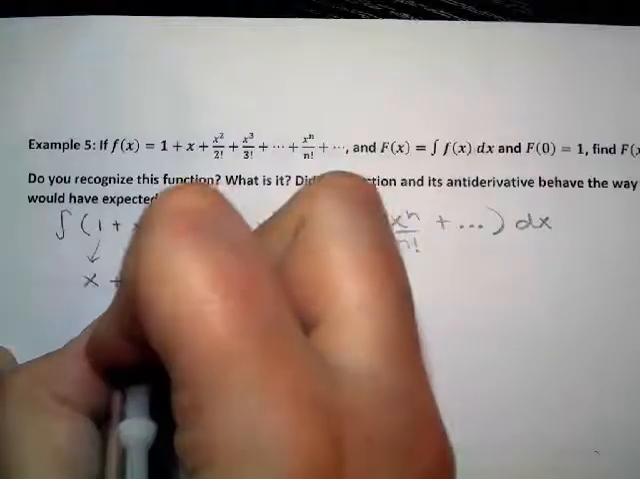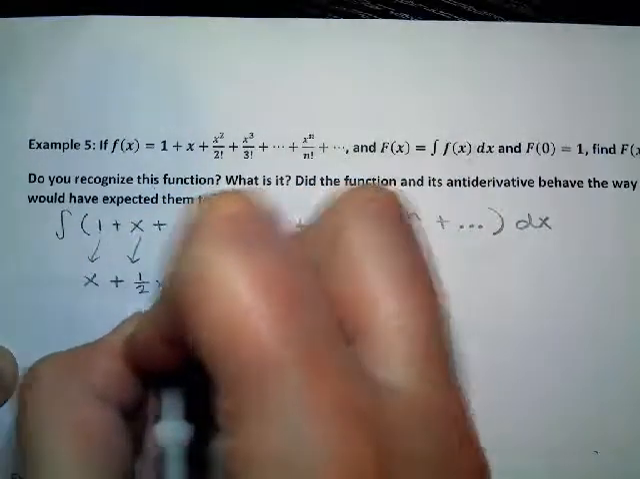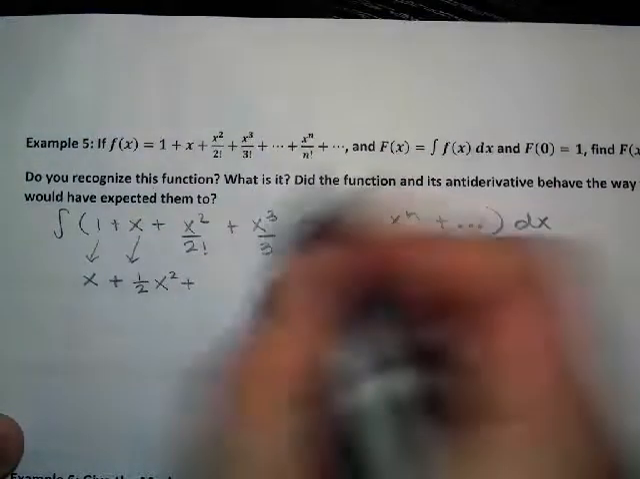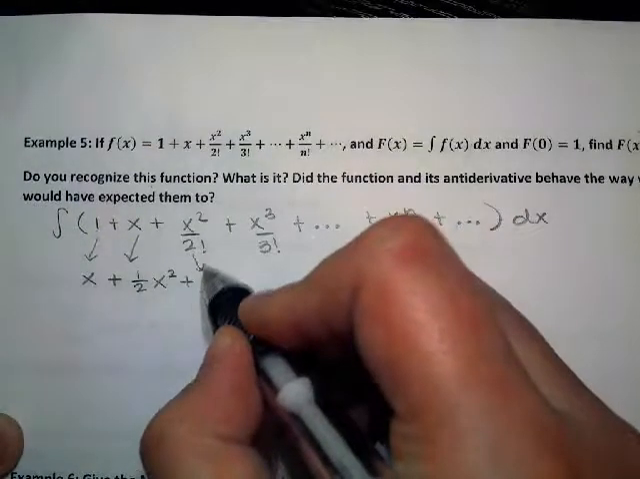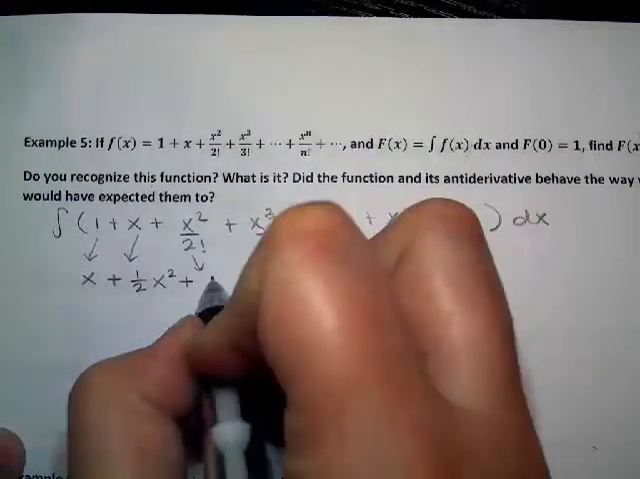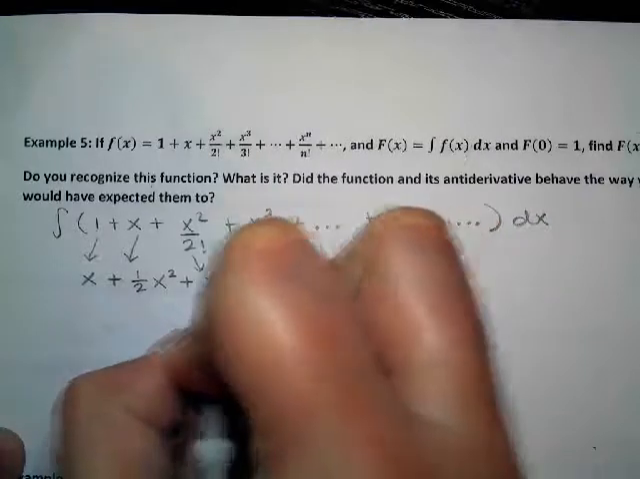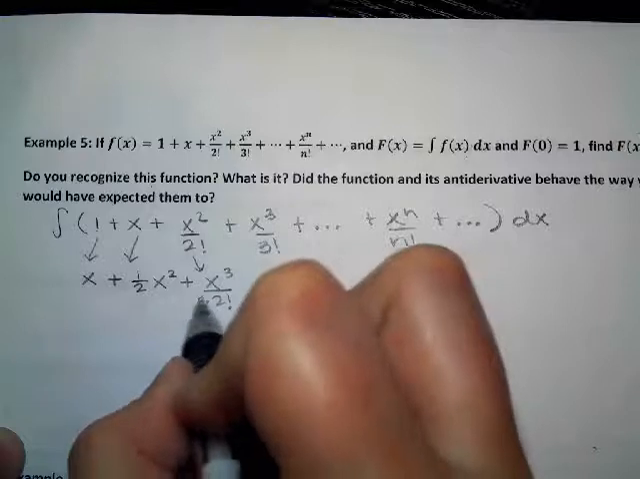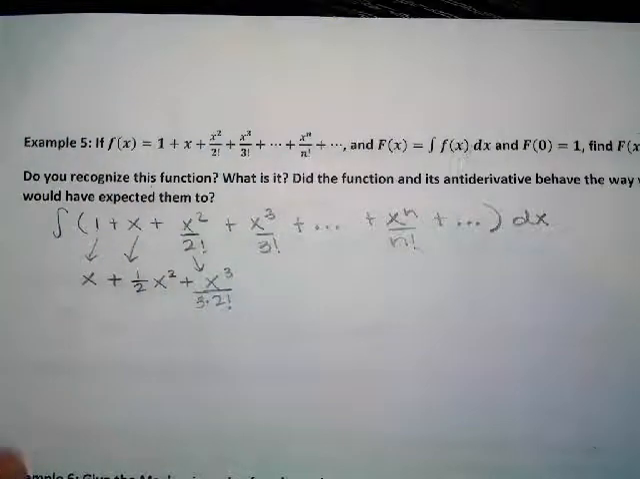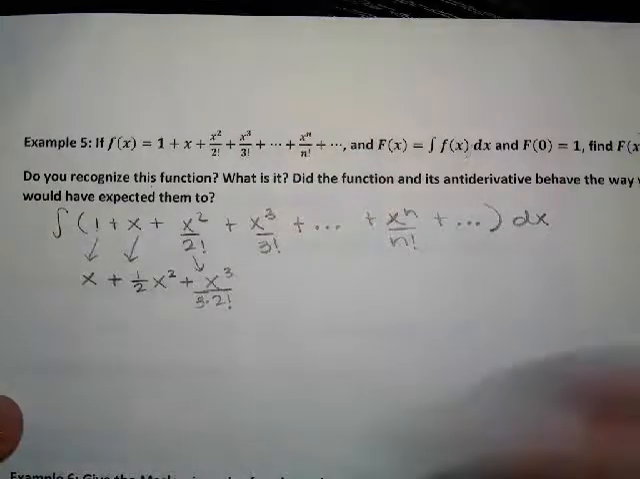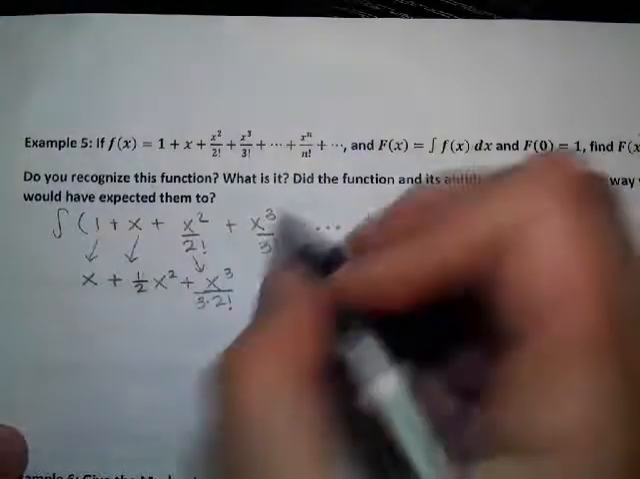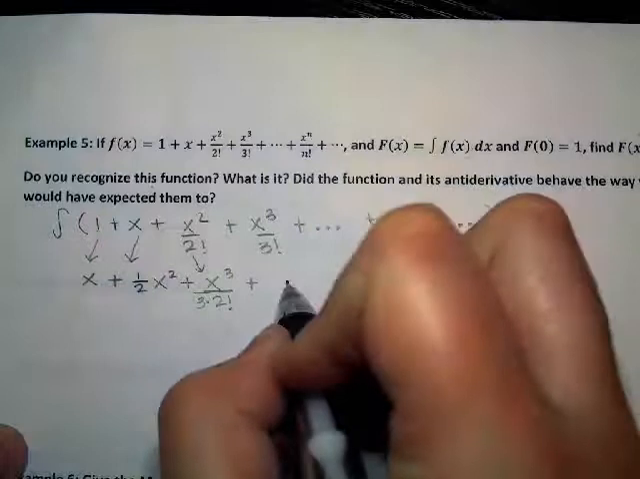Okay. What's the antiderivative of the next term? Yeah, x to the third, and then divided by 2 factorial, and then we would also have the 3 on the bottom. Are you guys comfortable with how I wrote that? One sixth is the same. And then dot dot dot. What would we do over here?